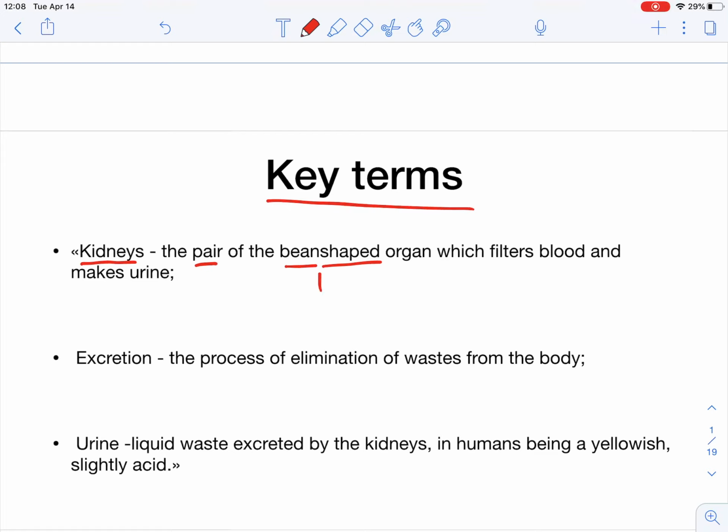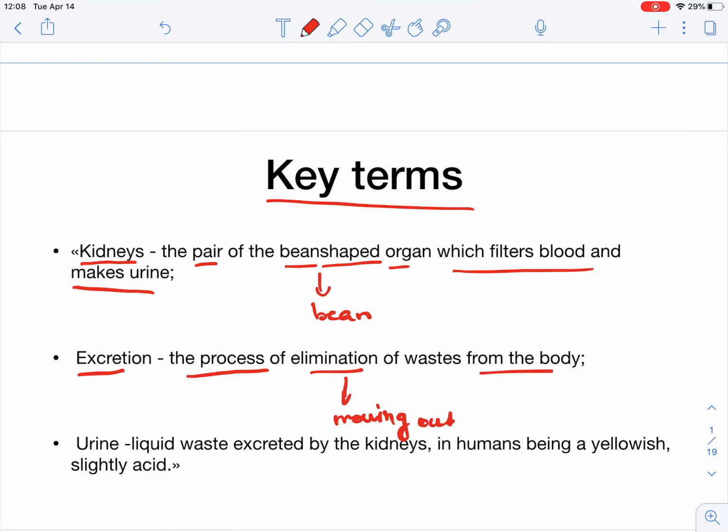Firstly, kidneys. It's a pair of bean-shaped organs, it means they have a shape like a bean, which filter blood and make urine. Excretion is the process of elimination or moving out of wastes from the body.